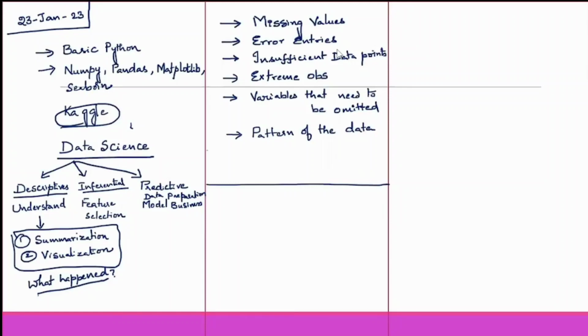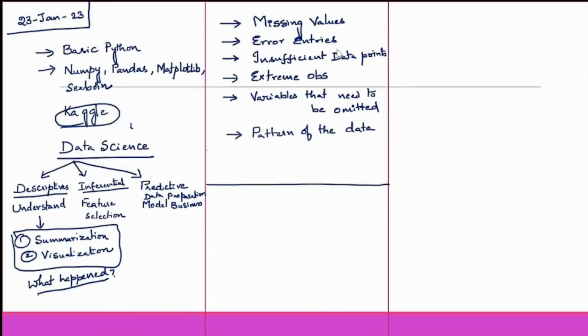So we are first trying to understand to whatever extent possible, because if I have to build a good model, obviously I have to understand the data to the core. And once I understand the data, inferential is primarily about which data points, which variables will be useful and which variables will not be useful for building my model.